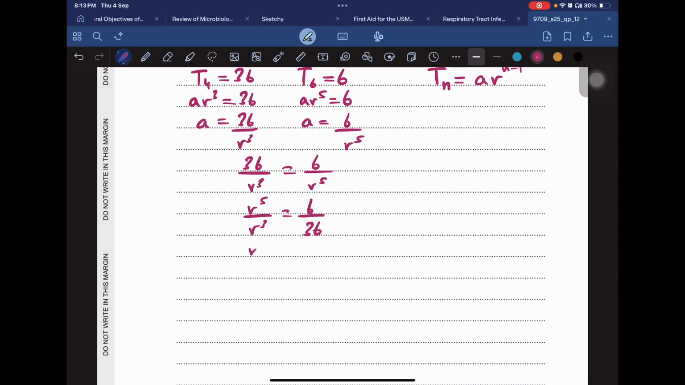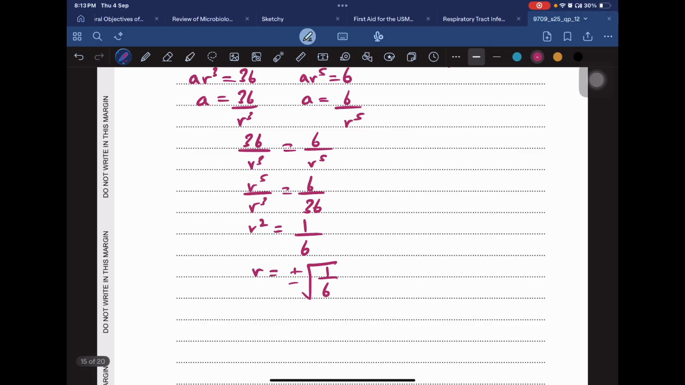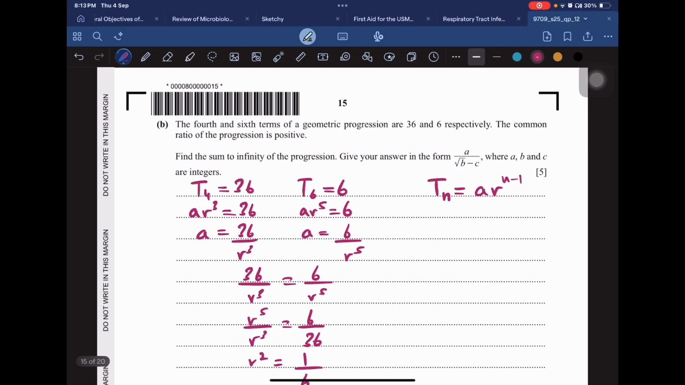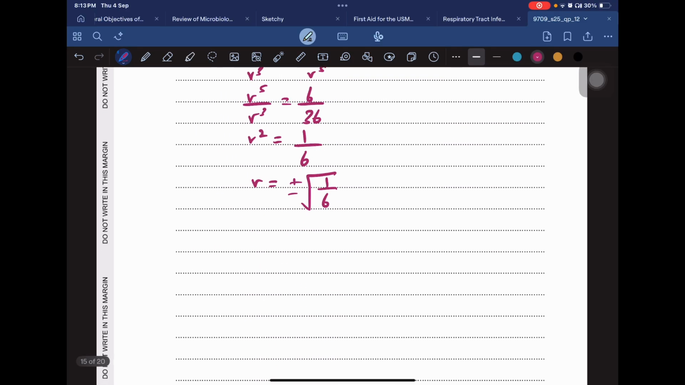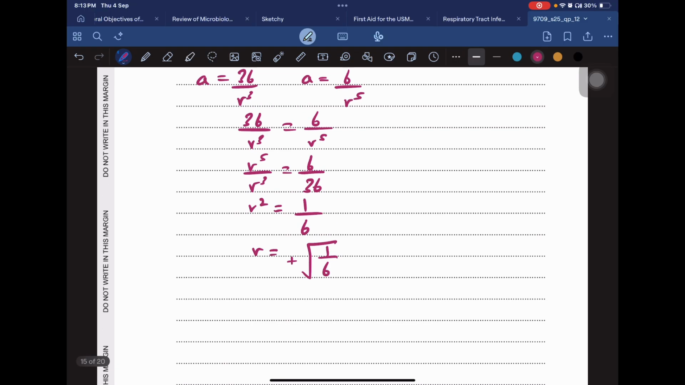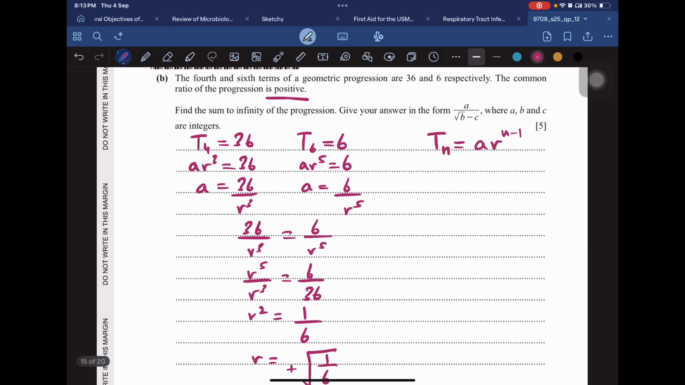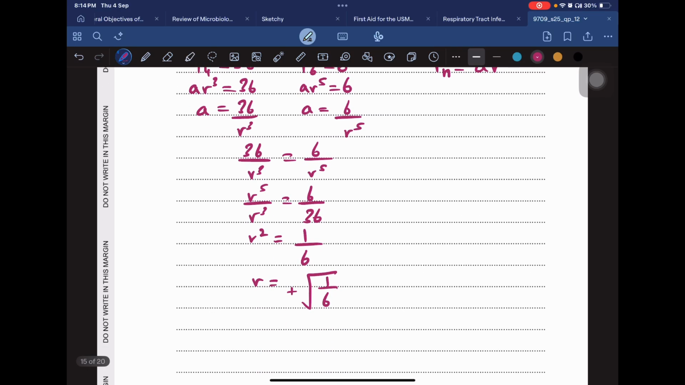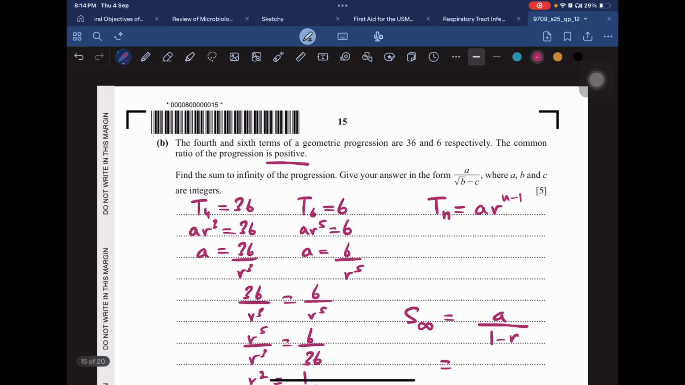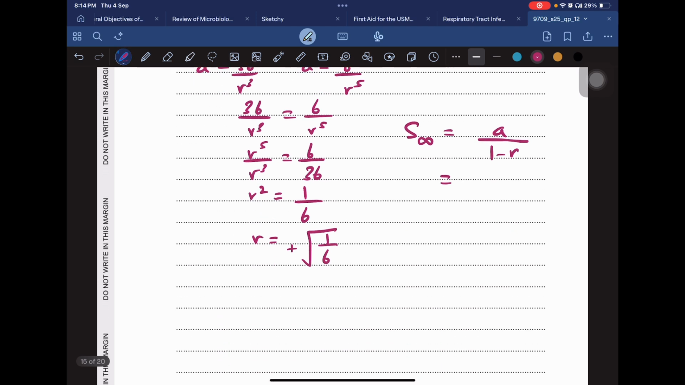So this becomes r squared equals 1 upon 6. So r equals plus minus square root of 1 over 6. Now they said that the common ratio of the progression is positive, so it cannot be negative. It has to be the positive root of 1 over 6. We have to find the sum to infinity of the progression. So the formula for sum to infinity is a upon 1 minus r. The first term we don't know right now, so we need to find the first term as well.